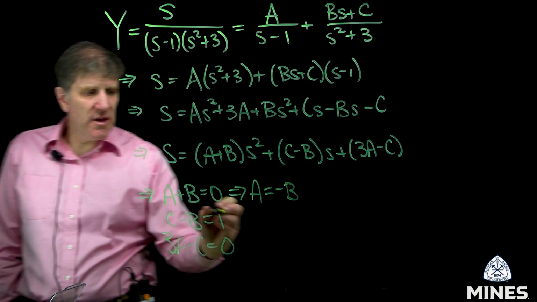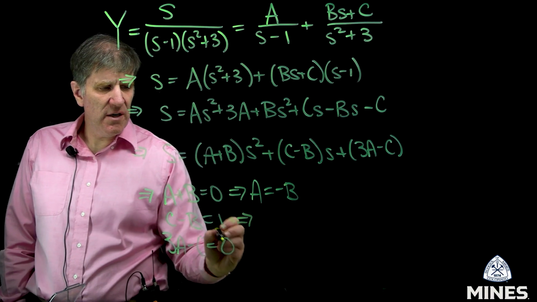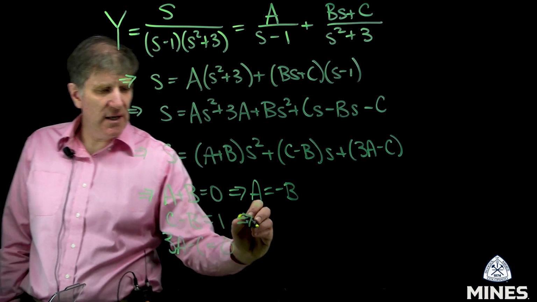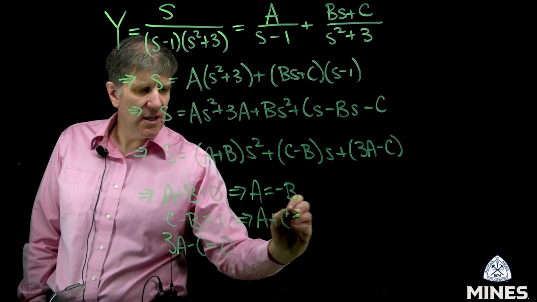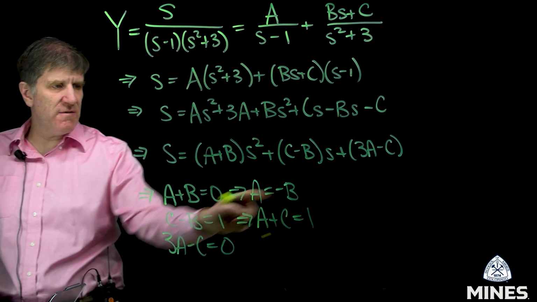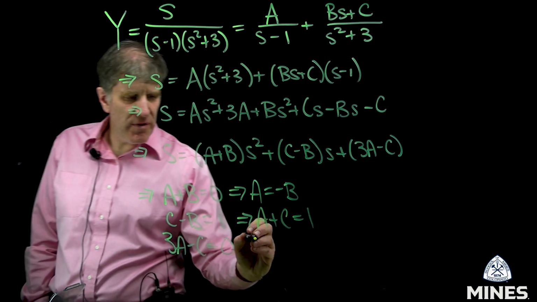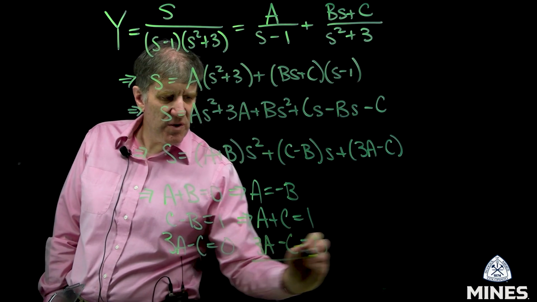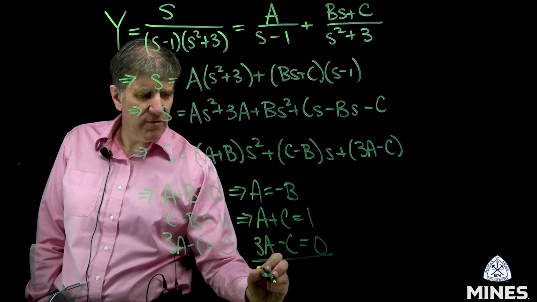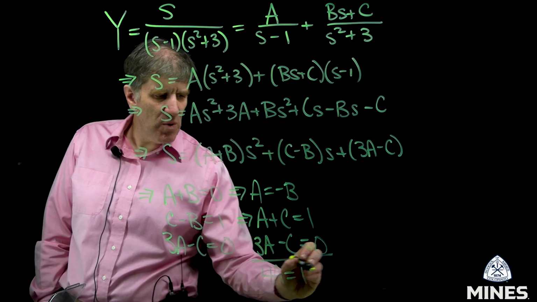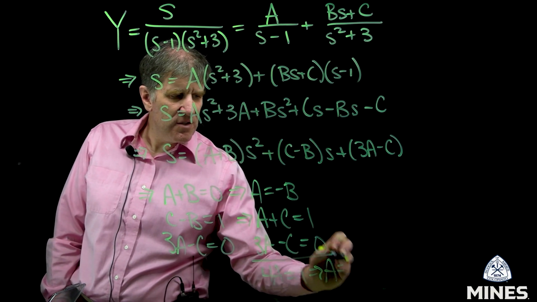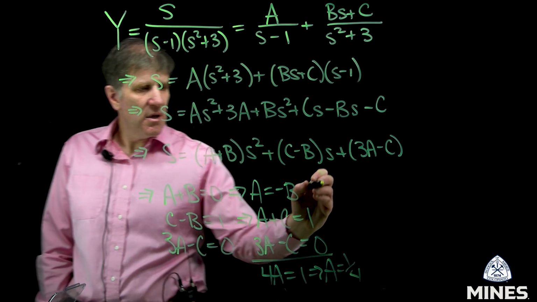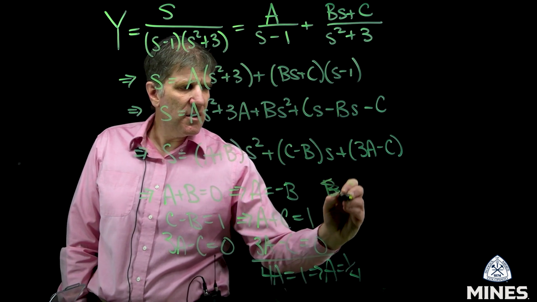I can plug that into the second equation here, and that looks like a plus c equals 1. I've replaced b with negative a. And then I have 3a minus c equals 0. So if I add these two equations together, I get 4a equals 1. So a is 1/4.